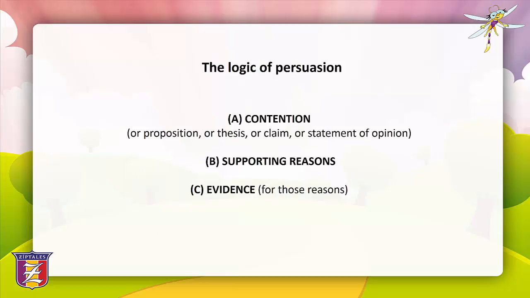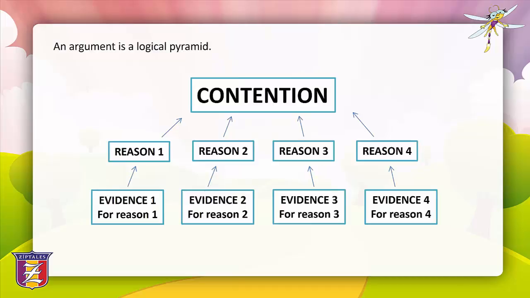The logic of persuasion. So what is an argument, or persuasive or opinionative piece? It is founded on three interlocking sets of data. Here they are. A, the contention, or proposition or thesis or claim or statement of opinion. B, supporting reasons. C, evidence for those reasons. It helps to think of an argument as a logical pyramid. Have a look at the picture and you'll see what I mean.